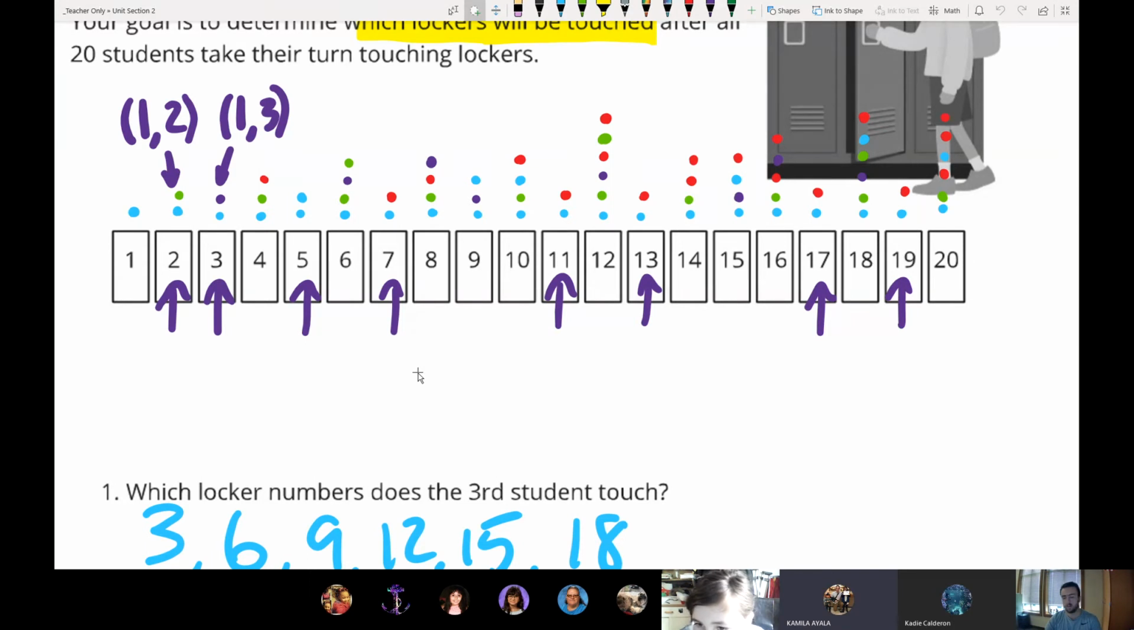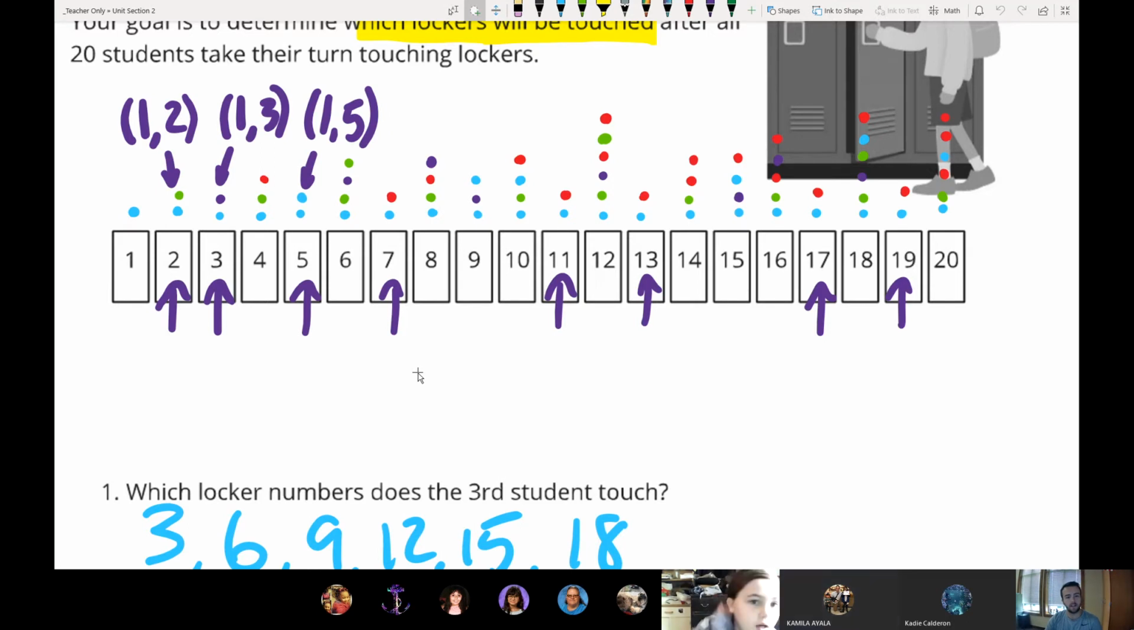Does that make sense, Camila? Yeah. Okay. What about for the 5th locker? Because there's only 2 dots on the 5th locker too. What 2 students touched the 5th locker? 1 and 5. Yeah, 1 and 5. Great. The first student, because they touch every locker, and the 5th student, because that's where we started.